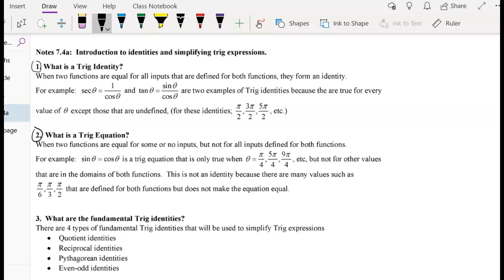If I were to graph these two here, they're going to just lay right on top of each other. If I were to put the graph of the secant of theta and then the graph of 1 over the cosine of theta, you wouldn't even tell that there's two graphs. It just looks like one graph. If I put the graph of sine of theta and cosine of theta, they're definitely shifted over from each other and they intersect at certain points. Those are the solutions, but it's not all real numbers. So a trig identity is just basically an equation that is true for all defined values of the input.